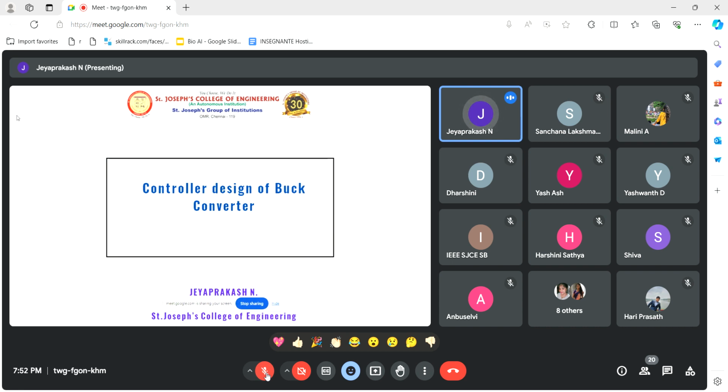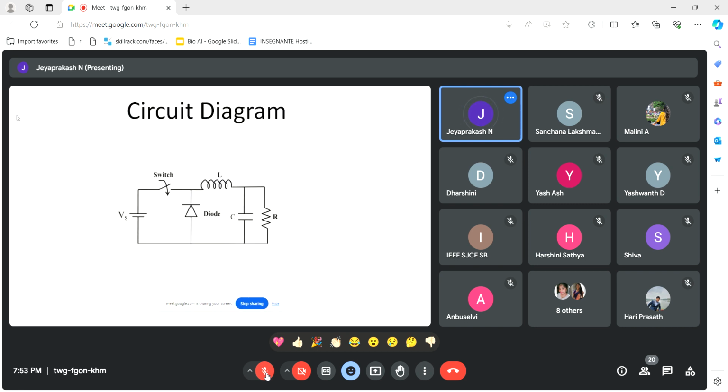If we are using the buck converter, we are going to step down the DC voltage, but if we want to increase the voltage, we need the boost converter. But today we are going to discuss the buck converter design. So this is the buck converter circuit diagram.